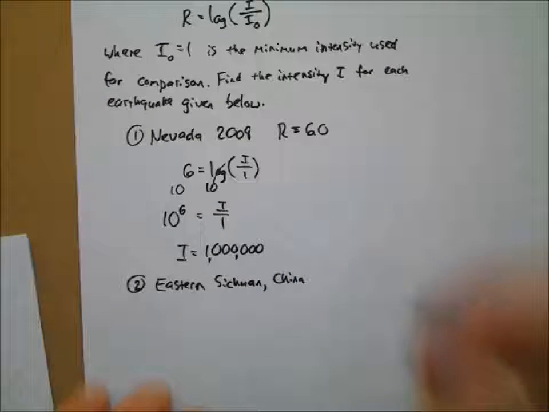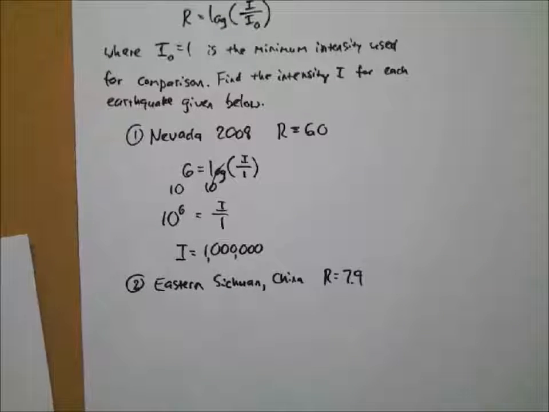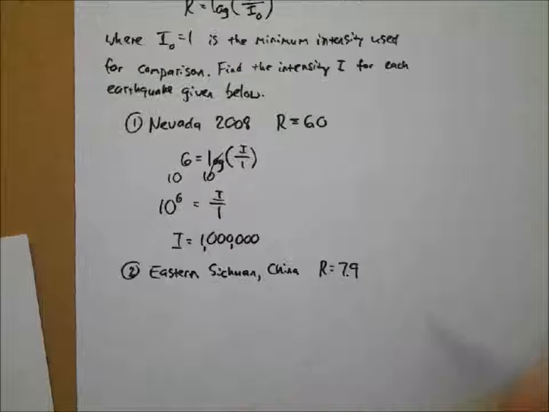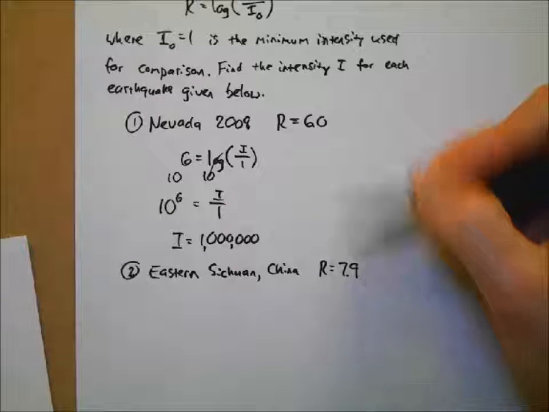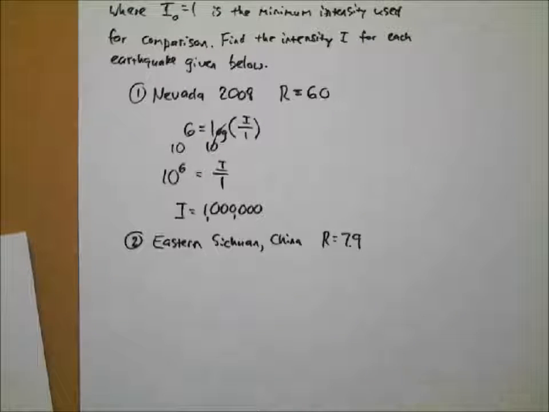there was an earthquake measured with a magnitude of 7.9. Okay, 7.9 on the Richter scale. And again, that was 2008. So why don't you guys go ahead and figure out the intensity for that? So it is 1.9 higher, almost 2 higher on the Richter scale from the Nevada one there.